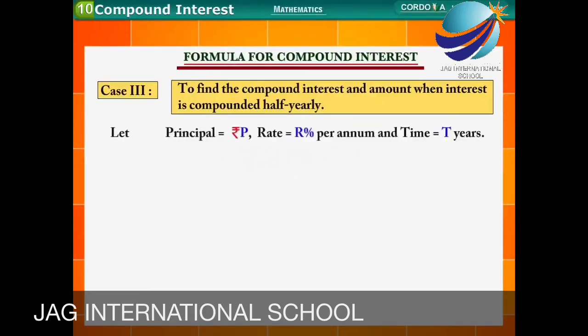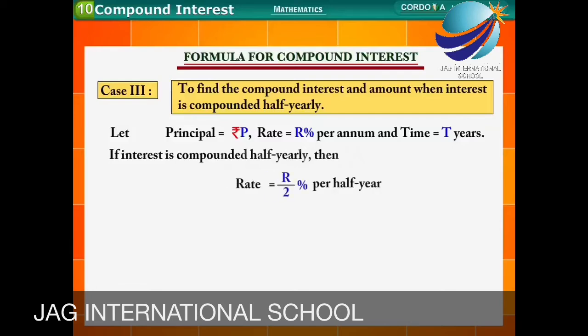Case 3. To find the compound interest and amount when interest is compounded half-yearly. Let principal equal to rupees P, rate R% per annum, and time T years. If interest is compounded half-yearly, then rate is equal to R upon 2% per half year. Time is equal to 2T half years. Amount is equal to P into 1 plus R upon 2 into 100 raised to the power 2T.